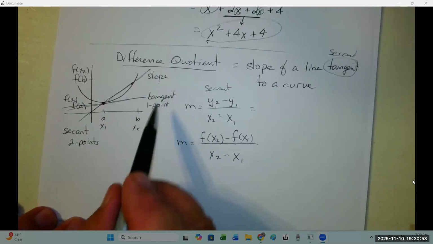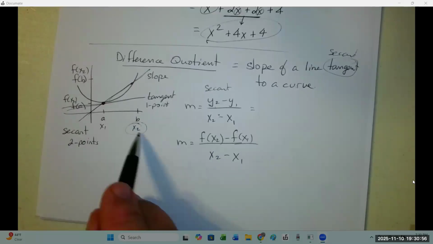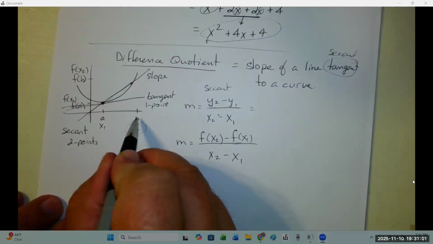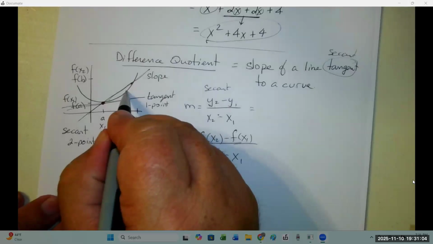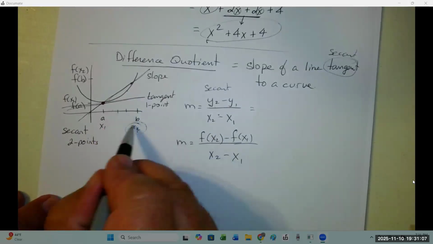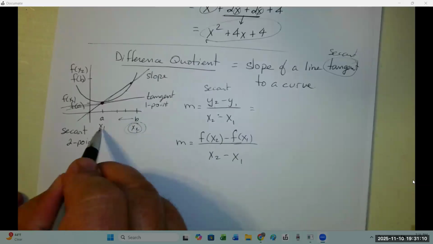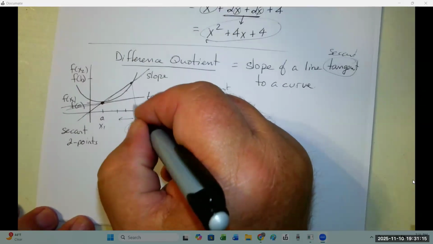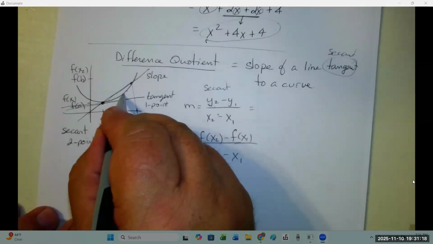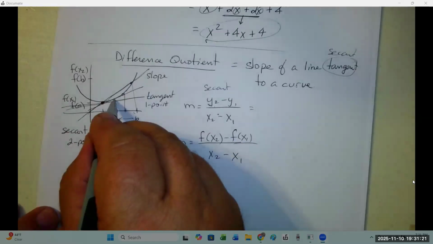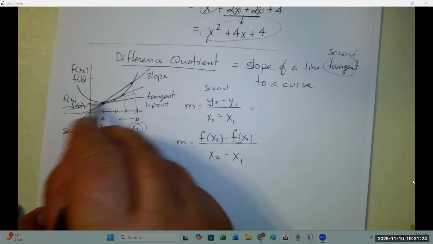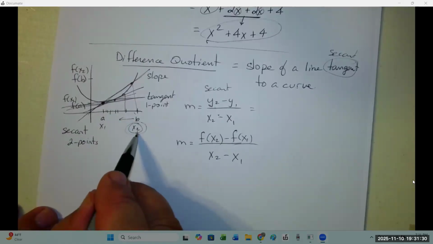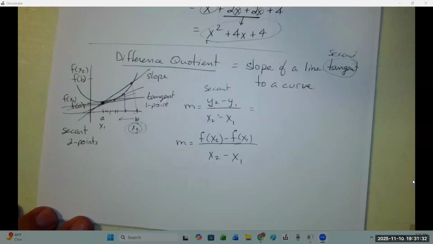In order to have a tangent one, we have to get rid of the second x value. How do we do that? Well, basically what's happening is we want this value here to get closer and closer and closer to that one. So right now, if it's here, let's put it over here. We have another slope, then another one here. It's getting smaller and smaller. Eventually, as these values get closer, this one disappears. It becomes x1 only. That's our goal.